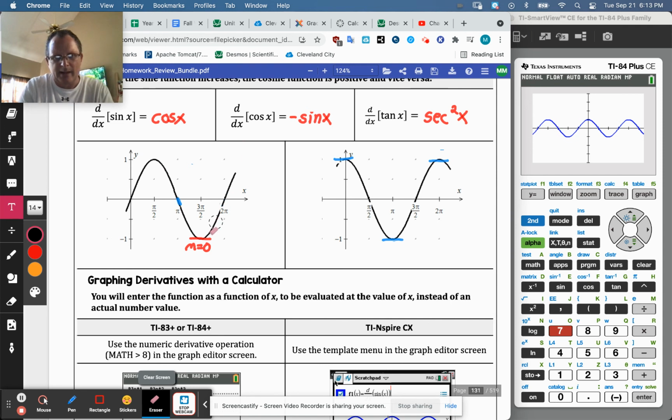Now the secant squared one, we have to have another rule before we can do that. We have to have the quotient rule, but we'll get there. Okay, so zeros. Okay, very nice.